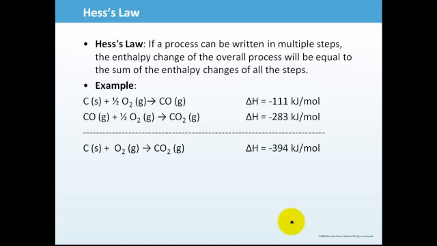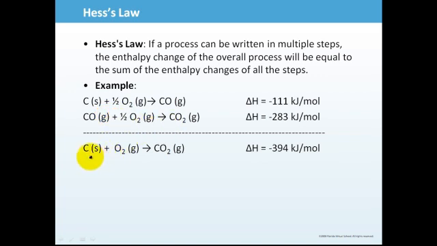Now we need to look at Hess's law. Hess's law is basically a process where we write multiple steps and look at the enthalpy change over those steps, and then we add them together to get an enthalpy change for a new reaction. In other words, if we look at the example here, carbon plus half a mole of oxygen gives us 1 mole of carbon monoxide. Then that carbon monoxide can react with half a mole of oxygen, producing carbon dioxide. So that's a two-step process.